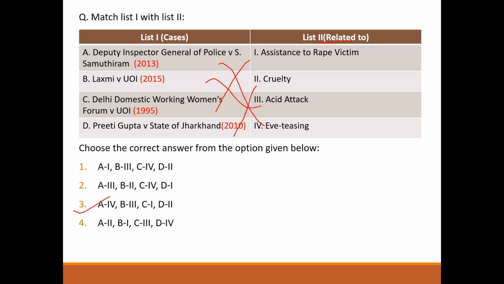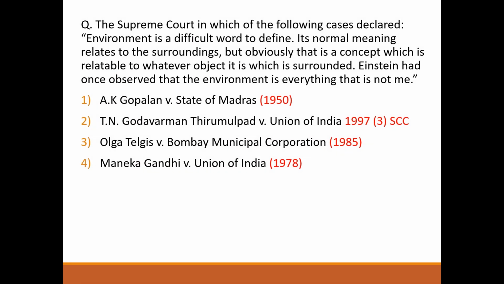Next question. The Supreme Court in which of the following case declared environment is a difficult word to define. Its normal meaning relates to surrounding, but obviously that is a concept which is relatable to whatever object it is, which is surrounded. Einstein has once observed that the environment is everything that is not me. It's option number 2, T.N. Godavarman Thirumulpad versus Union of India.